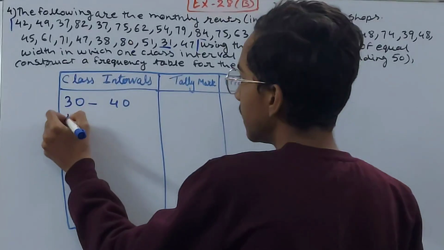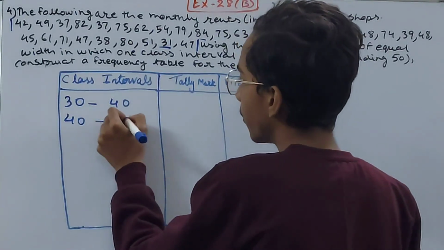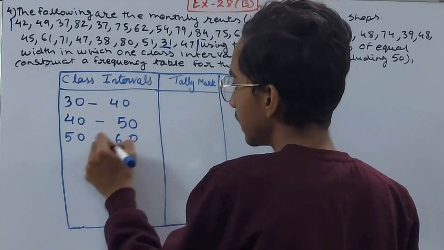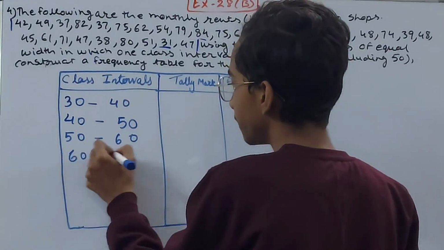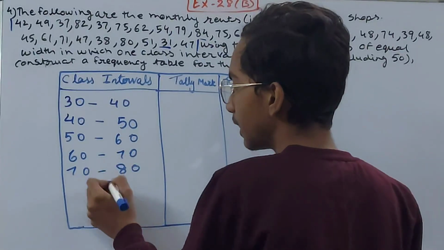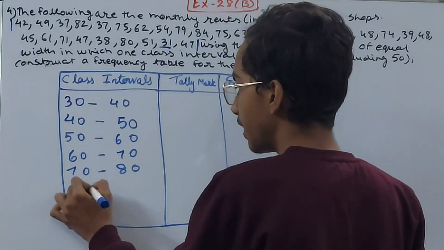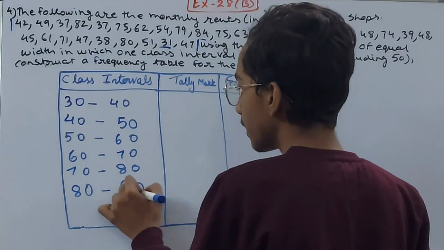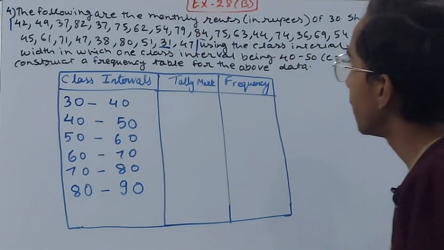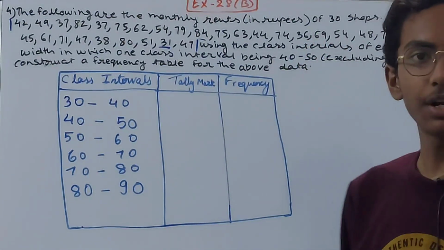And then from here you can increase by 10: 40 to 50, 50 to 60, 60 to 70, 70 to 80, and there are some values above 80 also, so 80 to 90. I think that is it. We don't have any values in the 90s, so we'll keep it till here. Fine. Let's begin with 30 to 40.